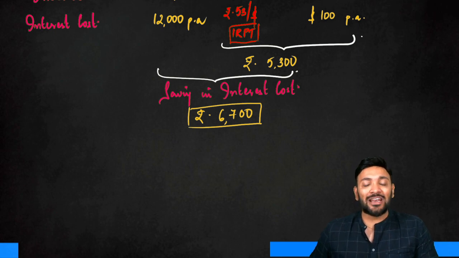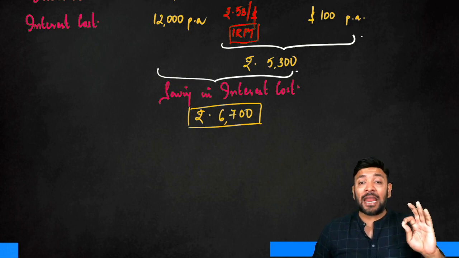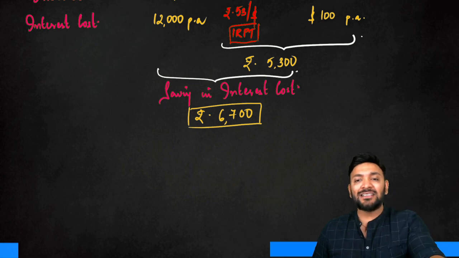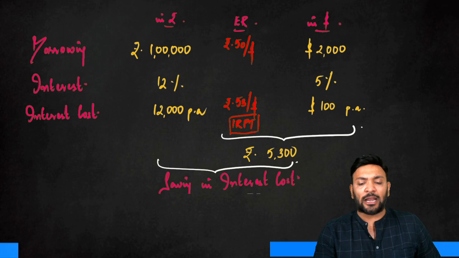Fantastic. So let's go with the concept of borrowing in dollars. Why should I borrow in rupee, since it is giving me a good interest saving?" Immediately at that point of time, Ind AS 21 picks in. Your Ind AS 21 says, "Sir, you are borrowing in dollar on today's date. You are only borrowing $2,000.